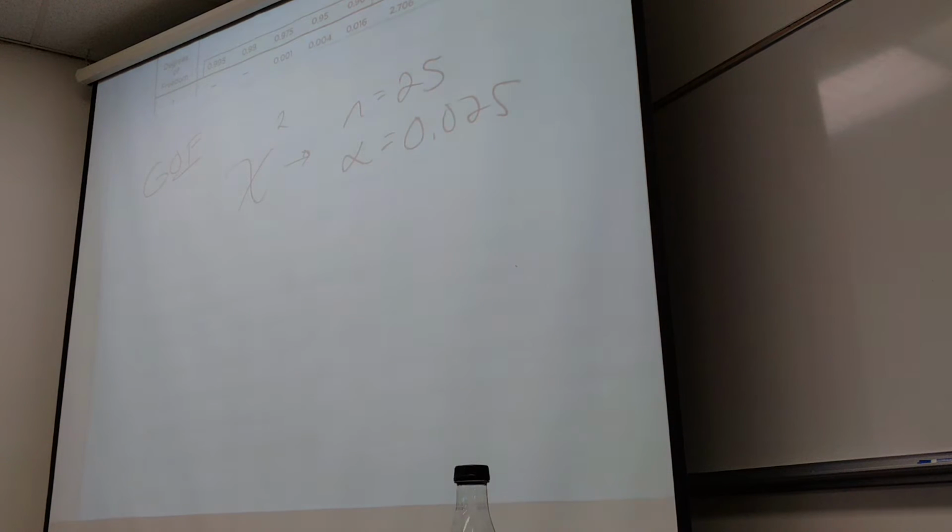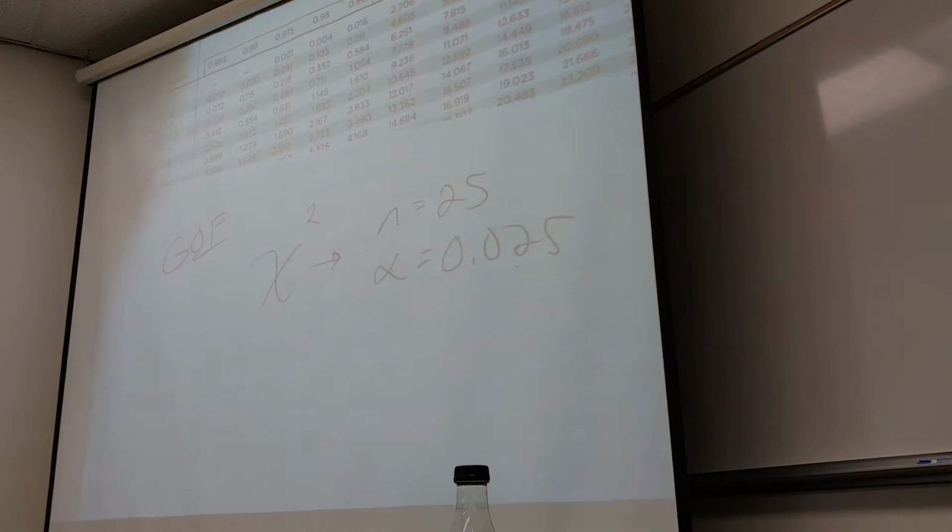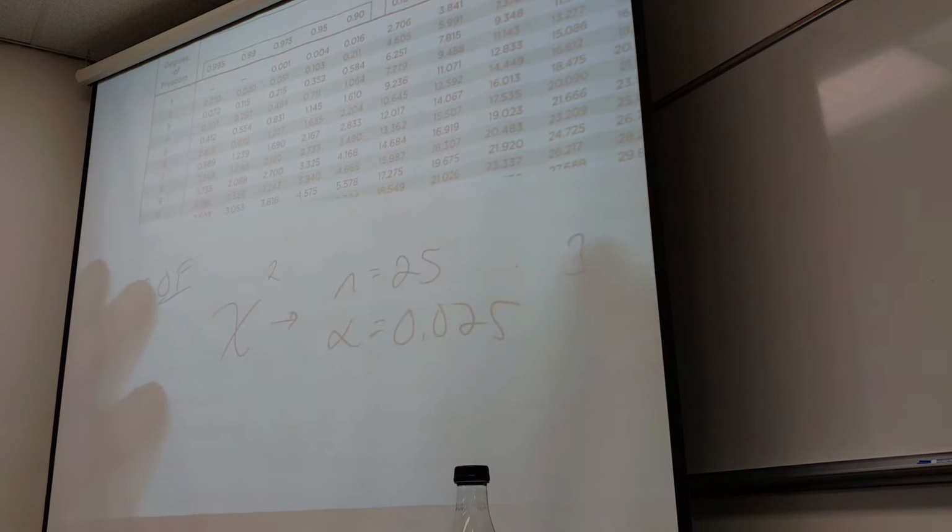Say again? You're looking it up. Right. All right. So I think everybody's had a chance. What do you guys get? 39.364. 39.364. All right, let me see if I agree with you.